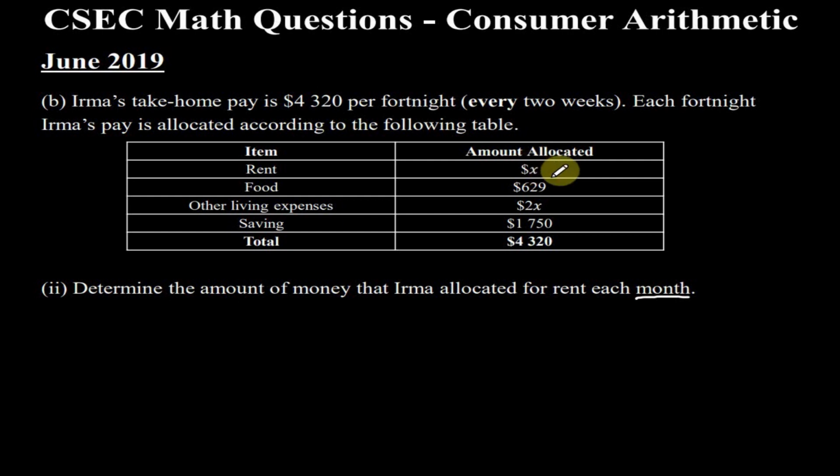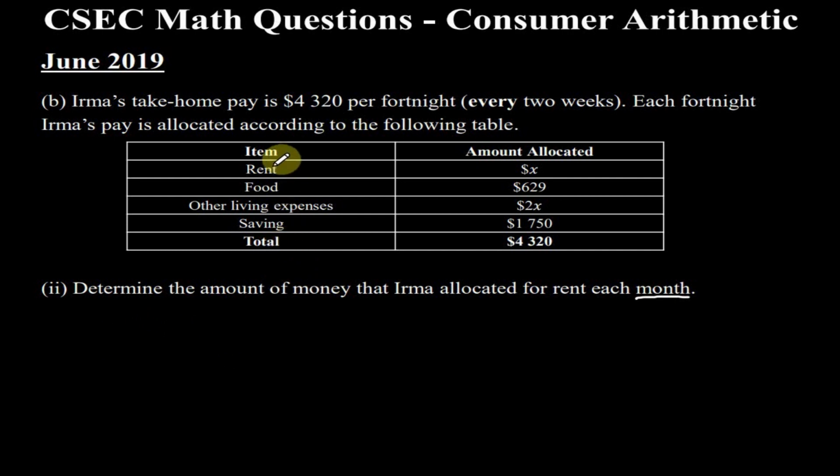So if we should perform any calculation to get this X value here using all these information here, it will be with respect to a 2-week period and not a month. So after we have performed that calculation, we have to make the necessary adjustment so that we find the amount of money that will be allocated for rent each month. So let's see how we can go about this.